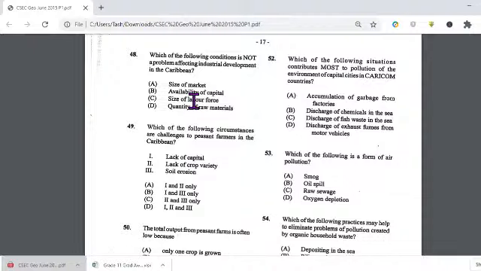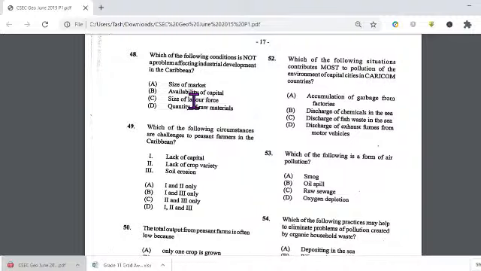52. Which of the following situations contributes most to pollution of the environment of capital cities in CARICOM countries? So notice the word most in bold. A, accumulation of garbage from factories. We did see this question as well, and we discussed it to see what exactly our major issue is in the Caribbean, in the cities that we actually live in. We did say that in our cities you don't have a whole lot of factories.